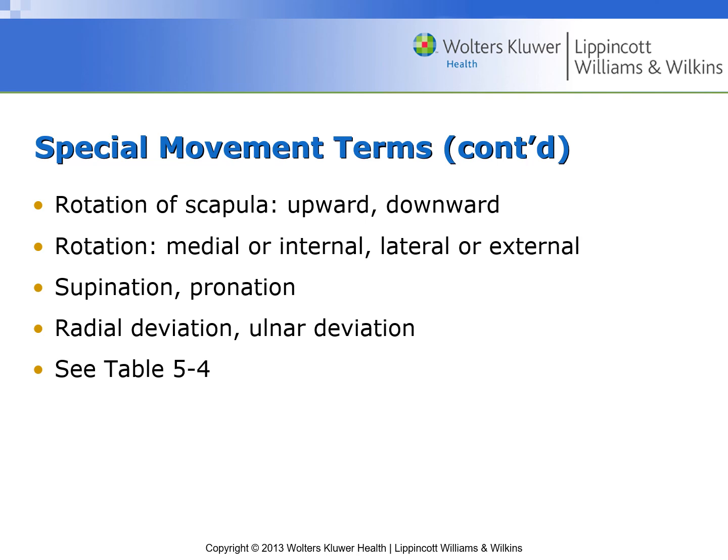Supination is when the forearm is turned so that the palms face forward. And pronation is when you turn the forearm so that the palms face backward. Radial deviation is abduction of the wrist from anatomical position. And ulnar deviation is adduction of the wrist from anatomical position.